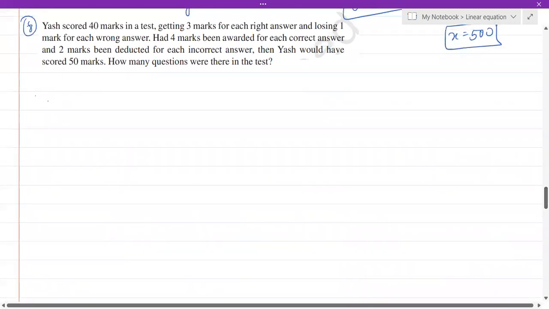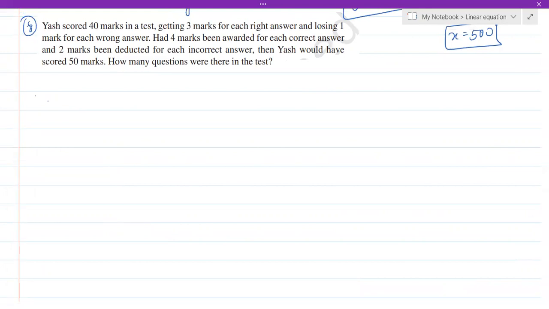Yash scored 40 marks in a test, getting 3 marks for each right answer and losing 1 mark for each wrong answer. Had 4 marks been awarded for each correct answer and 2 marks been deducted for each wrong answer, then he would have scored 50 marks. How many questions were there in the test? So we have to find the total number of questions.